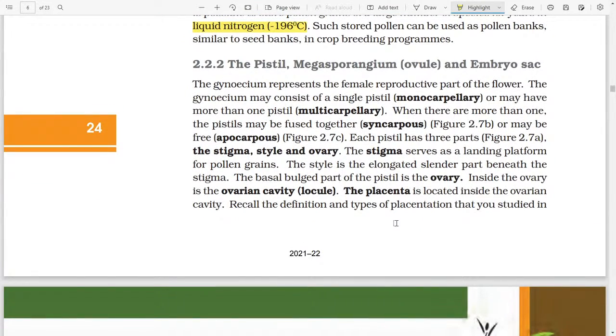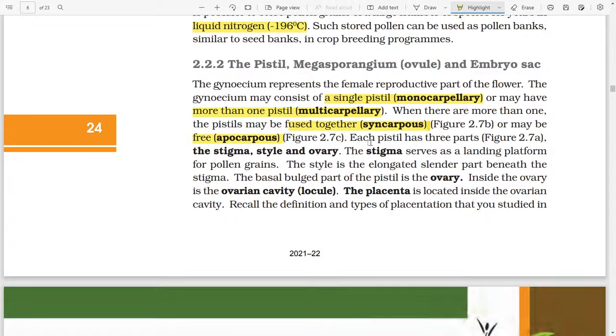The pistil, megasporangium, ovule, and embryo sac. The gynoecium represents the female reproductive part of the flower. The gynoecium may consist of a single pistil, which is also known as monocarpellary, or may have more than one pistil, which is known as multicarpellary. When there are more than one, the pistils may be fused together. If they are fused together, they are known as syncarpous, or may be free, which is known as apocarpous.